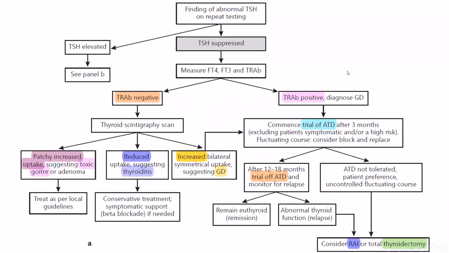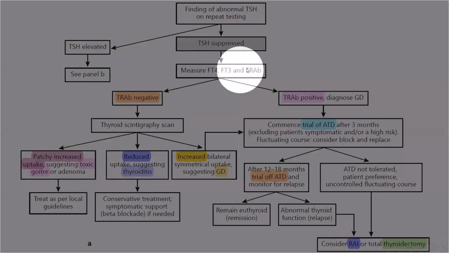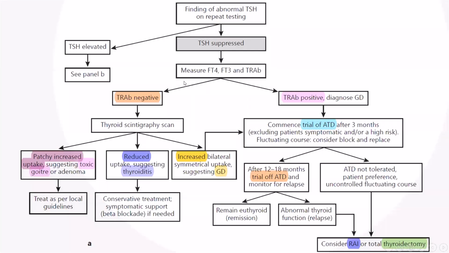And this algorithm demonstrates how to manage thyrotoxicosis presenting in a patient receiving alemtuzumab. If we see an abnormal TSH, we should repeat testing. If TSH is low, in this situation, I will order FT4 and FT3 and TSH receptor antibody. If TSH receptor antibody is negative, I should go to thyroid scintigraphy. If TSH receptor antibody is positive, this is a case of Graves' disease.